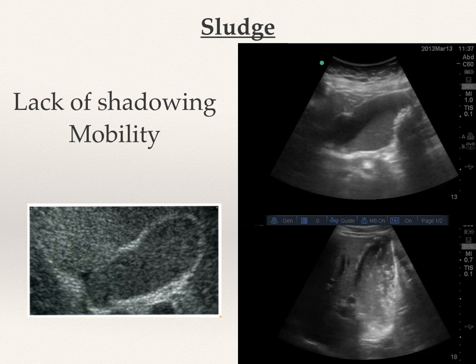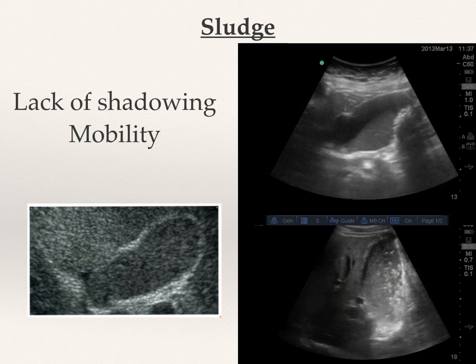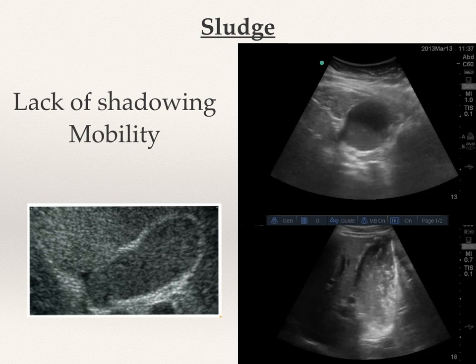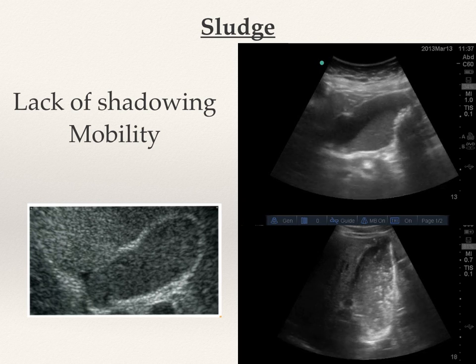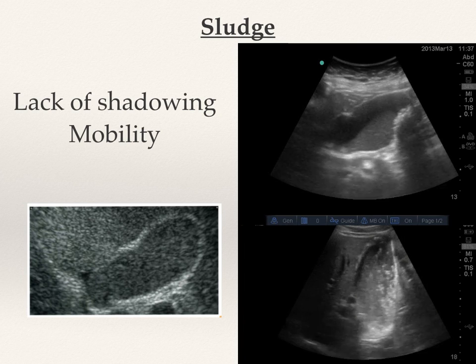You can get crystalline components to the sludge that can float in a non-dependent manner and look somewhat like a snow globe. You can also get very tiny stones that can actually produce shadows from within the sludge itself.